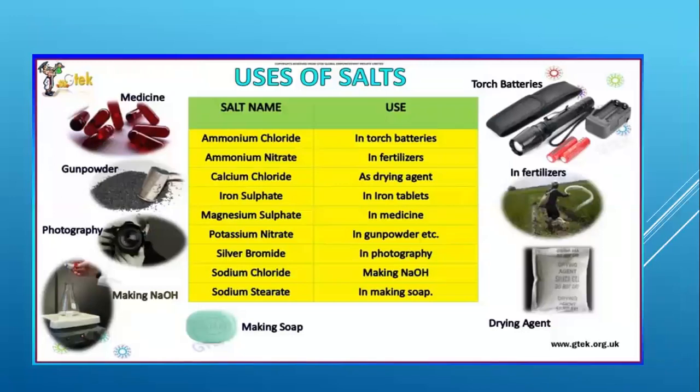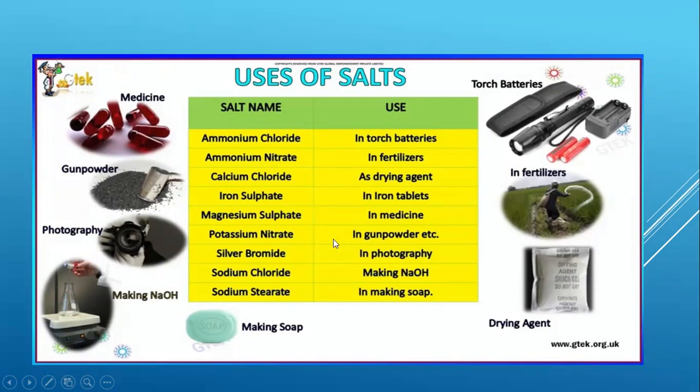Now come towards the next topic, that is uses of salts. One of the most important uses of salt is that it adds taste to our food. Now other uses of salts are: ammonium chloride is used in torch batteries. Ammonium nitrate is used in fertilizers. Calcium chloride is used as a drying agent. Iron sulfates are used in iron tablets. Magnesium sulfates are used in medicines.